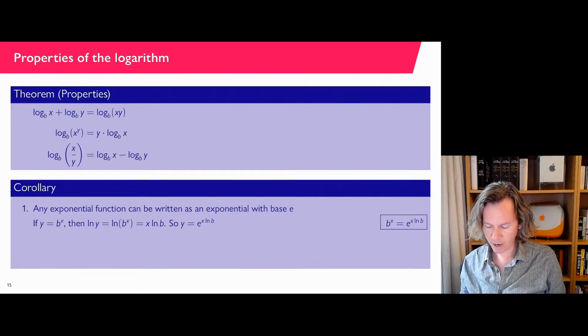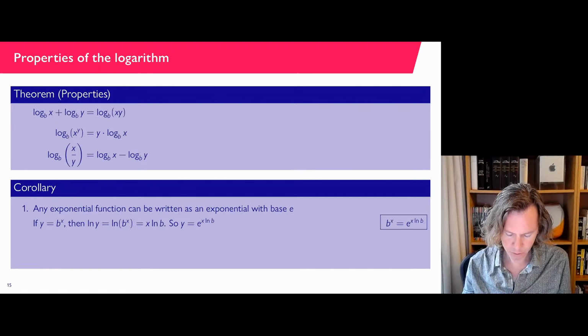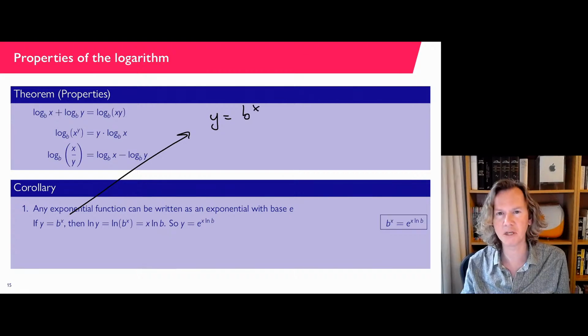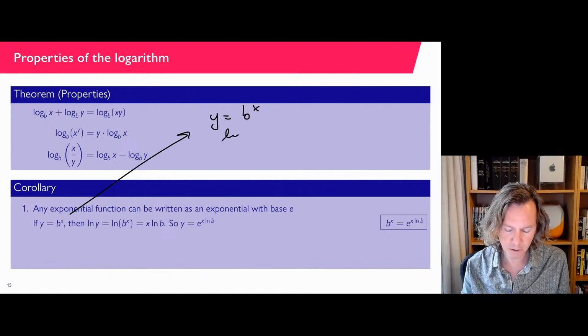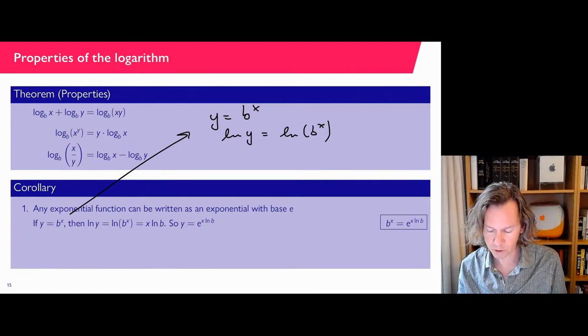Well, if you have any exponential function, say b to the power x. So say that we have, I'm going to do this in writing too. Say that we have y is b to the power x, and b can be some different number. Then you can easily see that if I take the ln, so ln y, that is ln of b to the power x. We have just seen that you can write the exponent in front of the ln. So this is the same as x ln b.